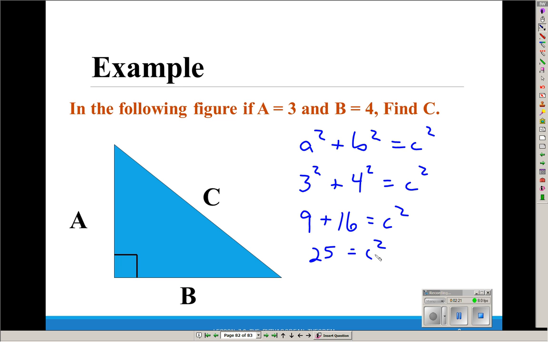Now we're looking for C, not C squared. So the opposite of square is square root. So we'll square root each side. The square and the square root cancel out, leaving C. Square root of 25 is 5. So C is 5. Notice 5 is bigger than 3 and 4, and the hypotenuse is always larger than the two legs. It's the longest side of the triangle. So substitute into the Pythagorean theorem and solve.